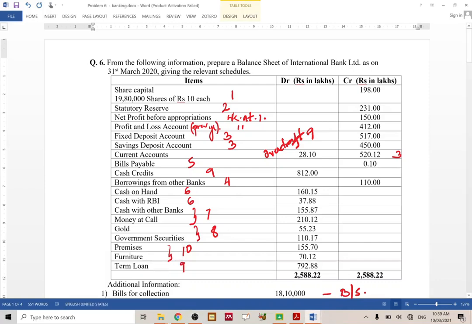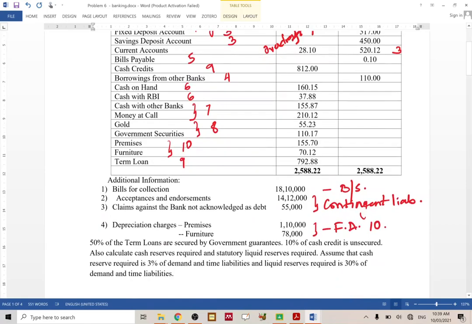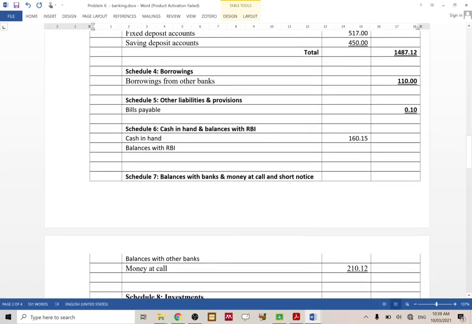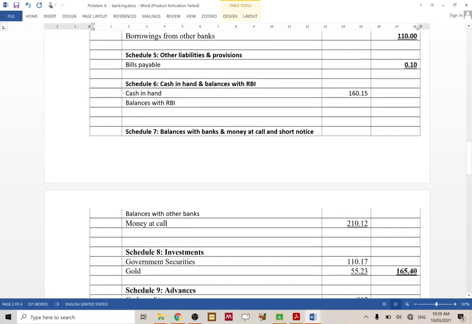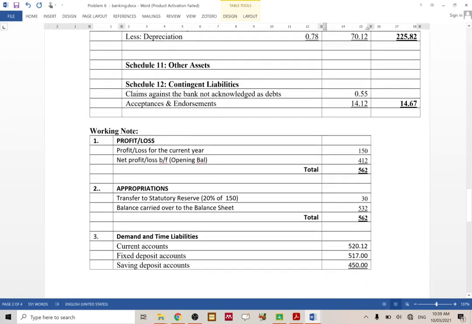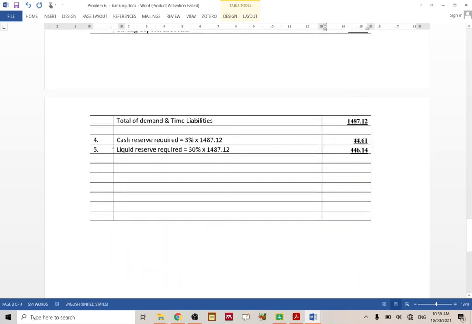We are solving question number 6 and we have so far done all of the working notes, that is notes to the balance sheet. Different schedules of assets and liabilities are done except for a few where we require some calculations related to the reserves. For reserves, we did the calculation on cash reserve and the liquid reserve, and we have these amounts.